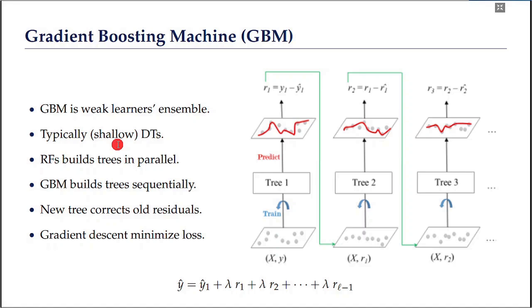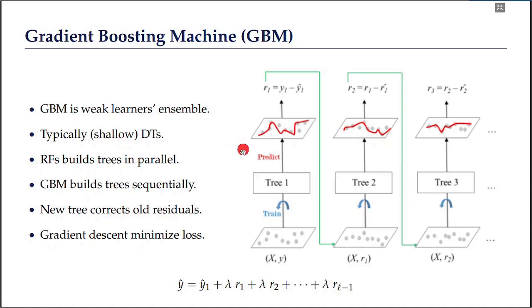So unlike the random forest, in the gradient boosting machine the trees are built in a sequential format, and at each new tree the residuals are used for making predictions. And finally, we use an algorithm called gradient descent in order to minimize the loss, or the training error.